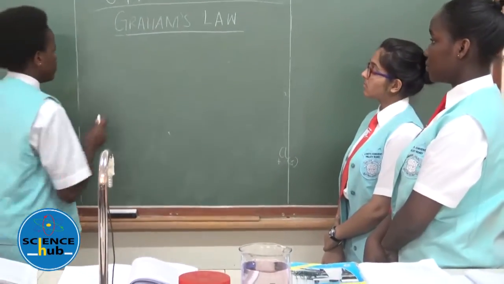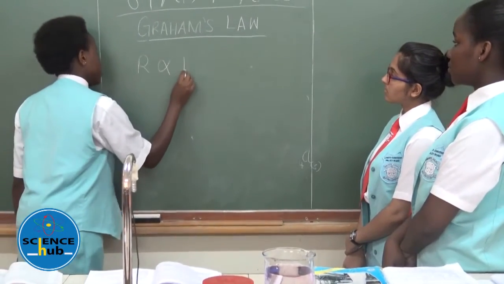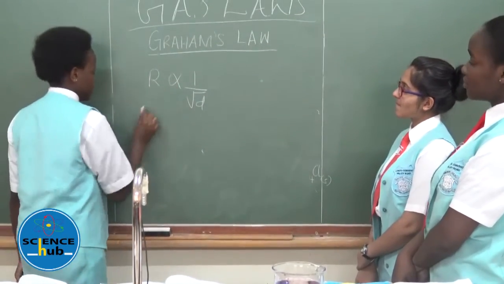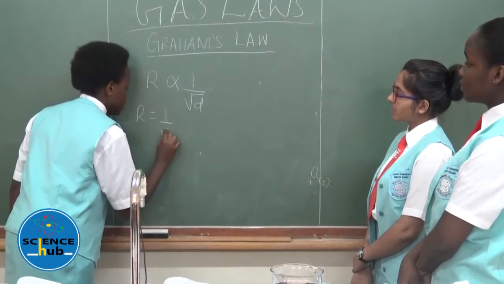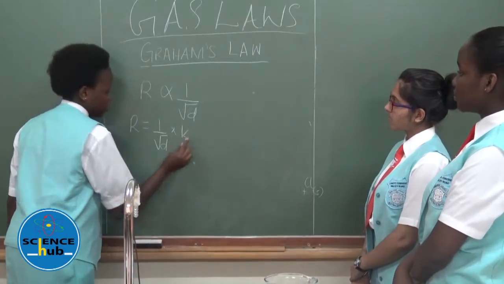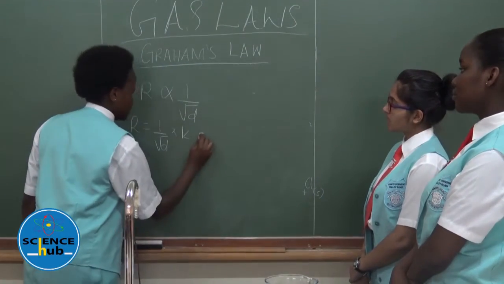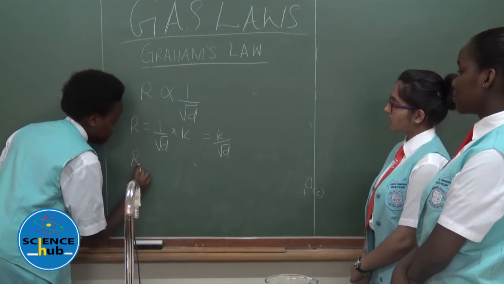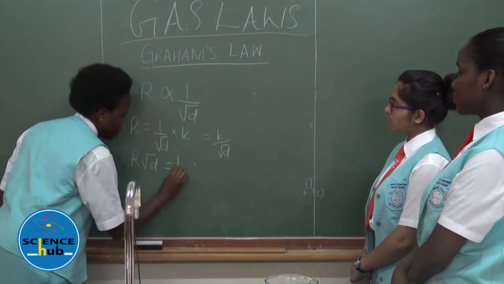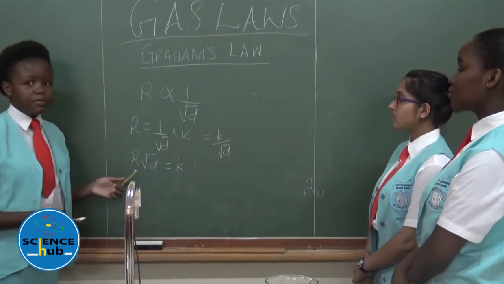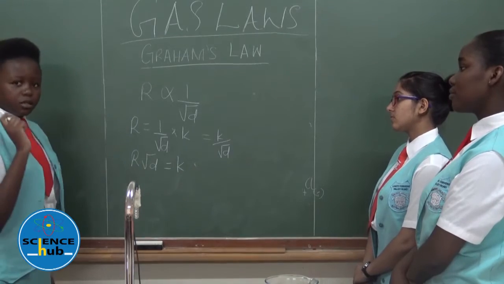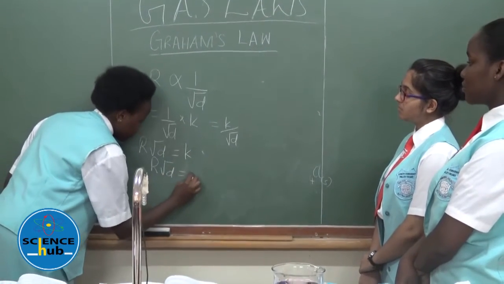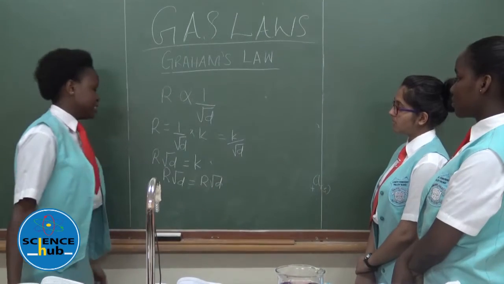As Taskin said, Graham's law states that the rate is inversely proportional to the square root of the density. So if we want to put there the equal signs, we are going to introduce a constant, which we represent by the letter K. So this is the same as K over the square root of d. When you cross multiply, we get rate times the square root of d equal to the constant. That means that every time you multiply rate times the square root of the density, we're going to get something that is always there, a constant. So we can come up with the first equation: rate times square root of density.